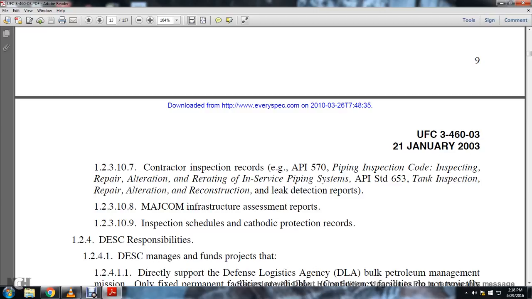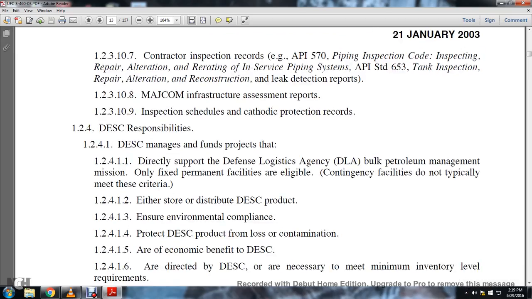123.10.7: Contractor inspection records with the API 570, the piping inspection code for inspection, repair, alteration, and rating of in-service piping systems, and the API Standard 653 for tank inspection, repair, alteration, reconstruction, and leak detection reports. 123.10.8: Major command infrastructure assessment reports, and 123.10.9: inspection schedule, cathodic protection records. 124: DESC responsibilities.